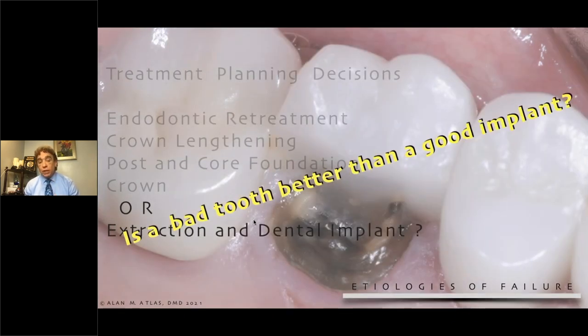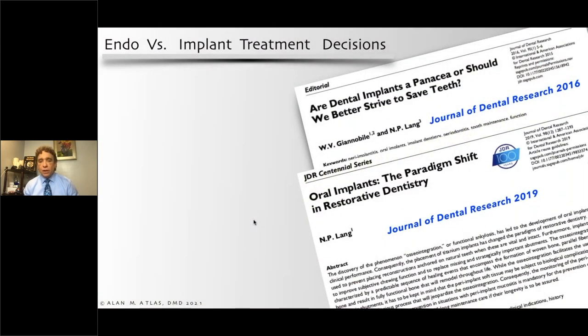So the big question is, is this bad tooth better than a good implant? It's not a good tooth, but can we save this tooth? And again, my perspective is that I want to try to save this at any chance I can. So we know from the evidence, these are two great editorials written in the Journal of Dental Research, the highest impact factor journal in dentistry.